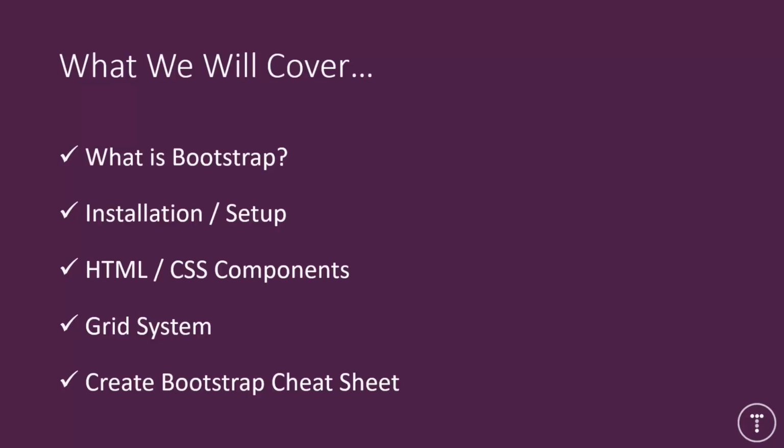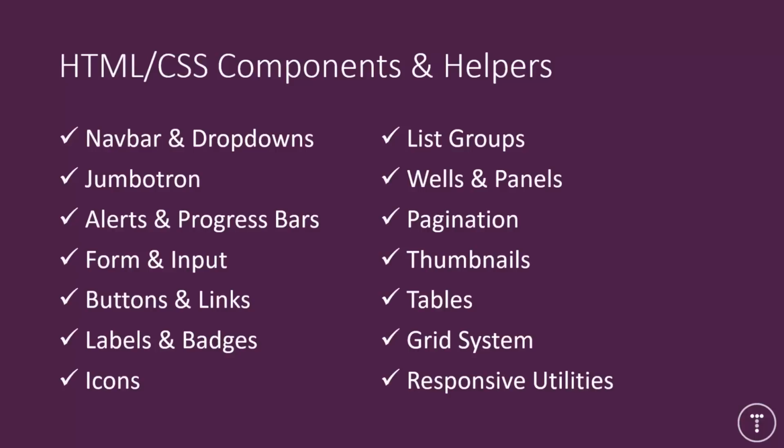Alright, now of course you could always go and look at the documentation, but we're going to go through it step by step, and you'll have something to refer to on a single page. Now, as far as what Bootstrap gives you for components and helpers, this is just some of them. Navbar, Dropdowns, Jumbotron, which is like a showcase area, alerts, progress bars. I'm not going to go through the whole list, but these are some of the things that you can implement very, very easily.